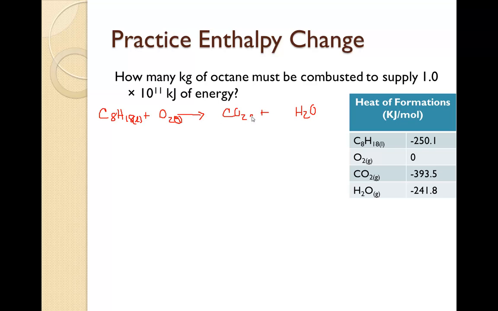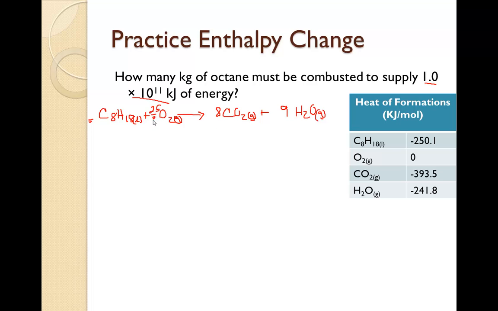Alright, so how many kilograms of octane must be combusted to supply 1.0 times 10 to the 11th kilojoules of energy? Before we do anything, we have to figure out how much energy is produced in this reaction itself. So, first thing we need to do is balance it out. Remember, we want octane to end up being 1, so we can have fractions here. So 8 carbons, 9 waters, that brings us to 25 O's. So it's going to be 25 over 2 O2.